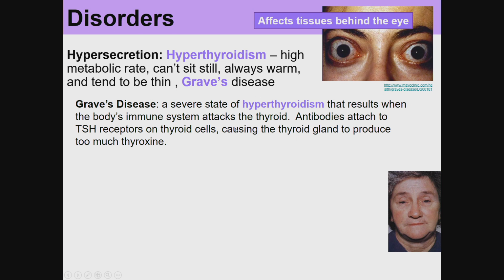It's a severe state of hyperthyroidism that results when the body's immune system attacks the thyroid. Antibodies attach to TSH receptors on thyroid cells, causing the thyroid gland to produce too much thyroxine.